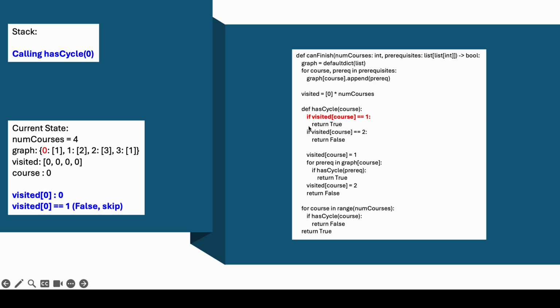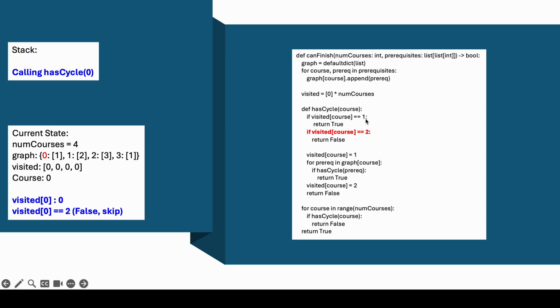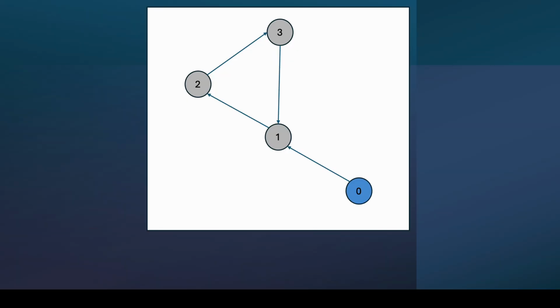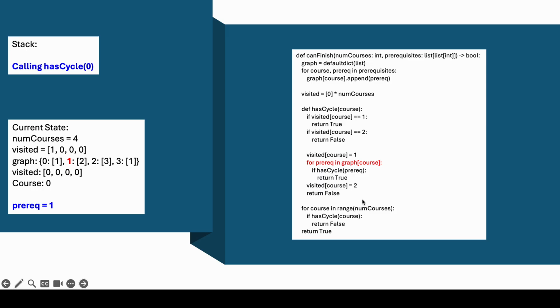And then when we do take this first course, we're going to see, does it equal 1? We know this is a first time visitor, so that's going to be false. That's also going to be false. And now we increment this, we're going to increment it to 1 to show that we just visited, or we're currently visiting it. We mark it to blue to show that we're currently visiting it.